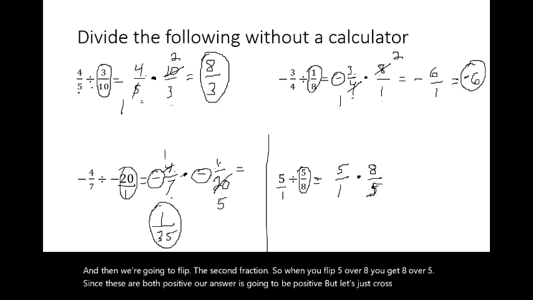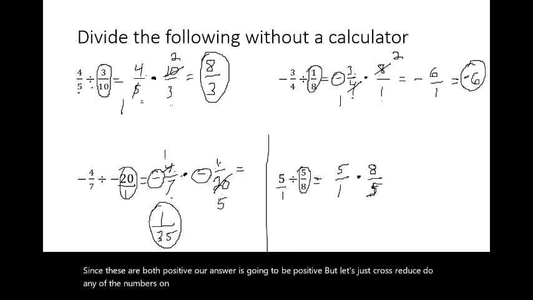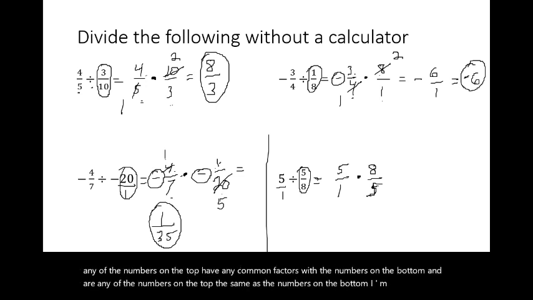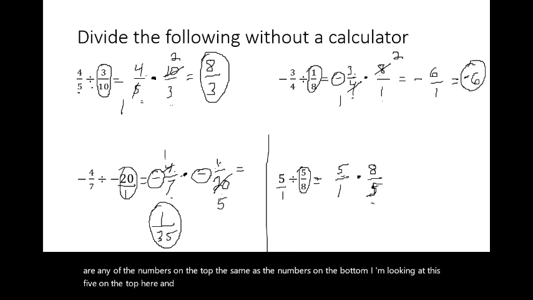Do any of the numbers on the top have any common factors with the numbers on the bottom? And are any of the numbers on the top the same as the numbers on the bottom? I'm looking at this 5 on the top here and this 5 on the bottom here. Anything divided by itself is 1. So 5 divided by 5 is 1.